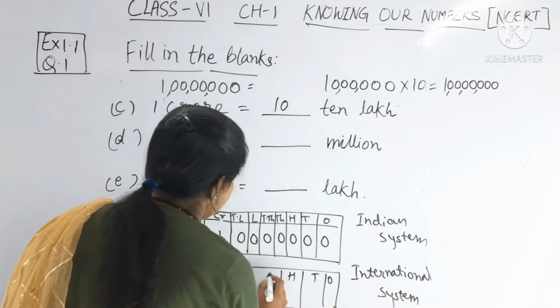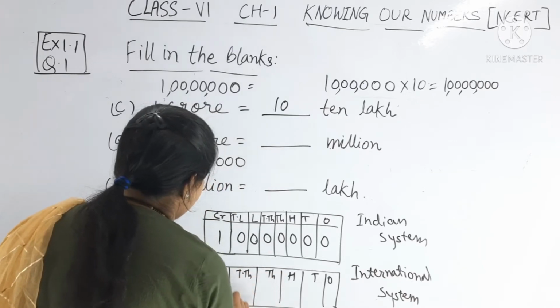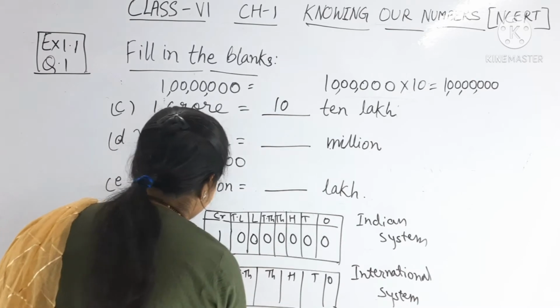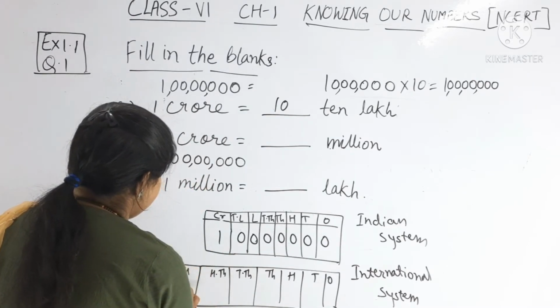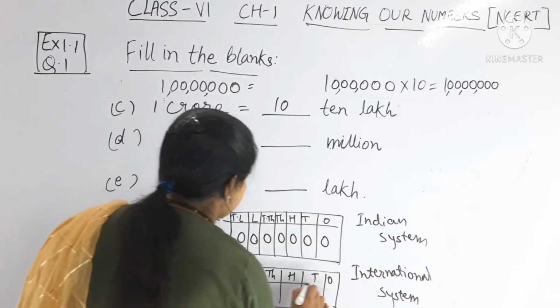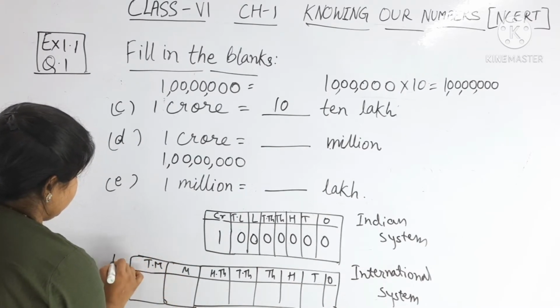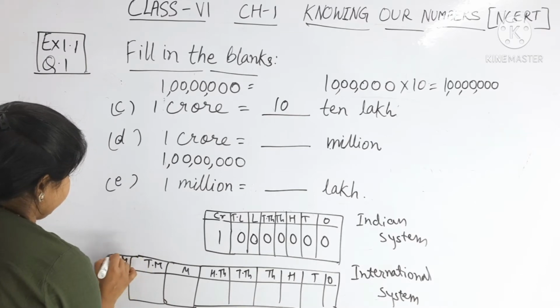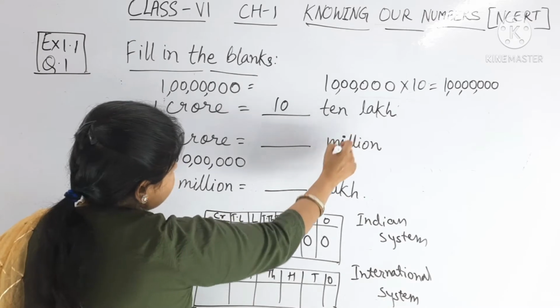Ones, tens, hundreds, thousand, 10,000, then 100,000, then millions, ten millions, 100 millions. Okay, so here is, what is the question?